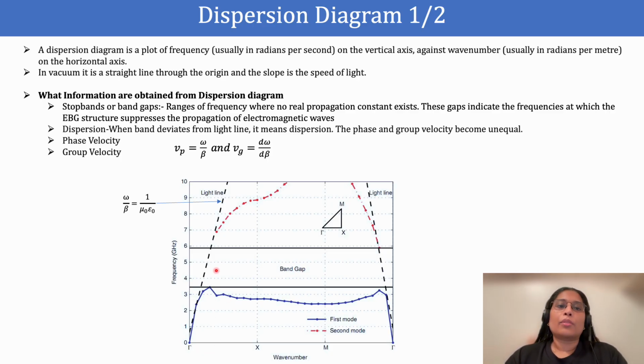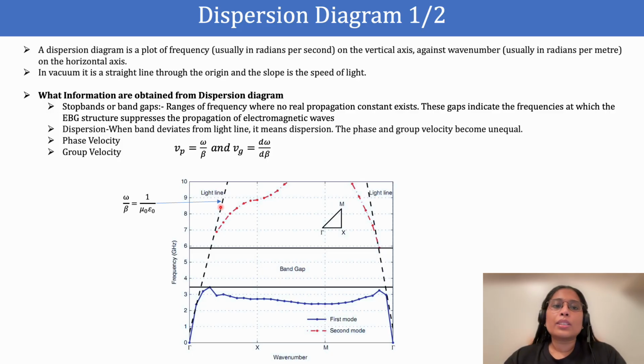So when we are considering the wave propagation in vacuum, we know that the relation between omega and beta will be equal to 1 by square root of mu 0 epsilon 0. This will be like speed of light. That means that in vacuum the wave is propagating without any dispersion. So when we plot that line, it will be a straight line and we will be calling it as light line, because this represents a plane wave propagating through the vacuum without any dispersion.